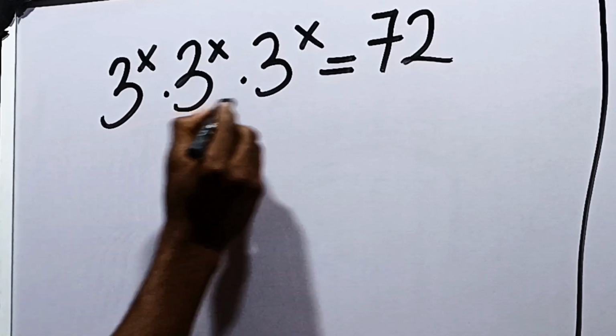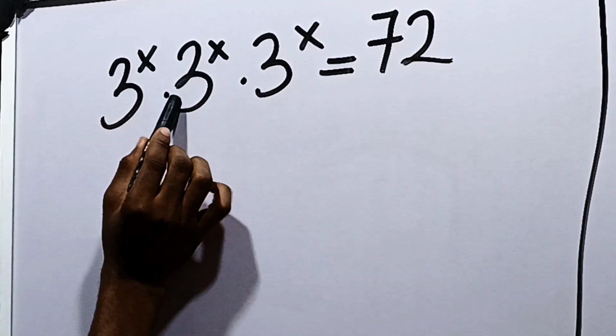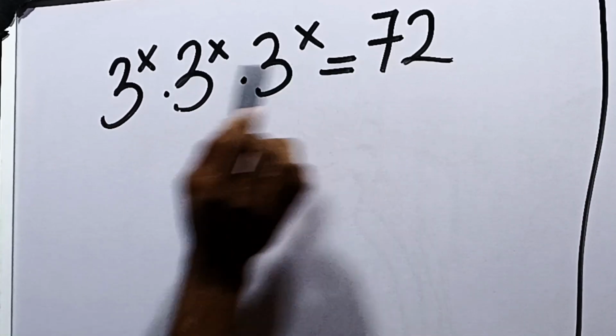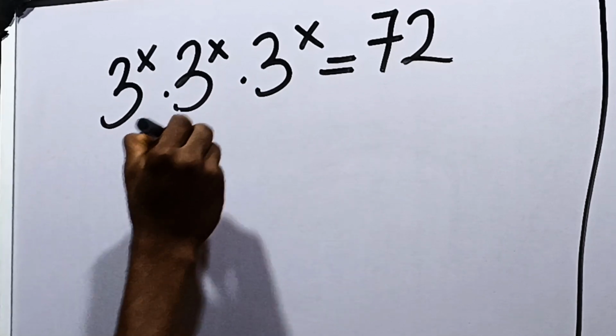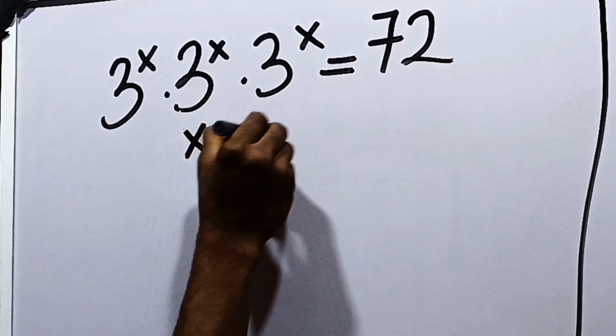Let's solve this together. It says 3 raised to power x dot 3 raised to power x dot 3 raised to power x equal to 72. And we're going to solve for the value of x in this question, okay?